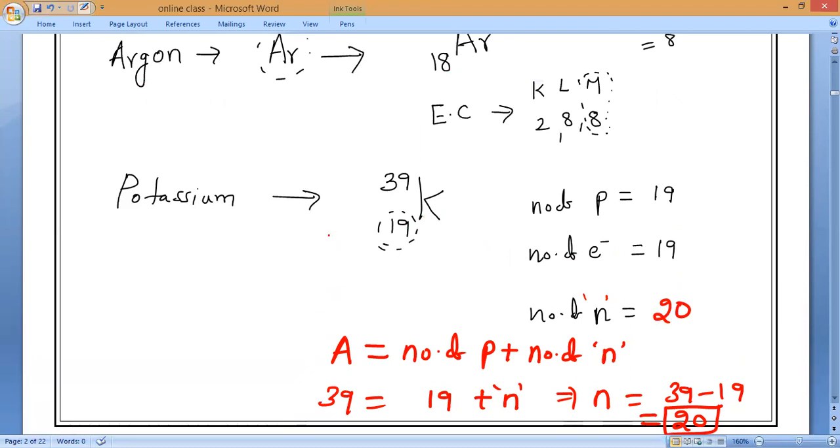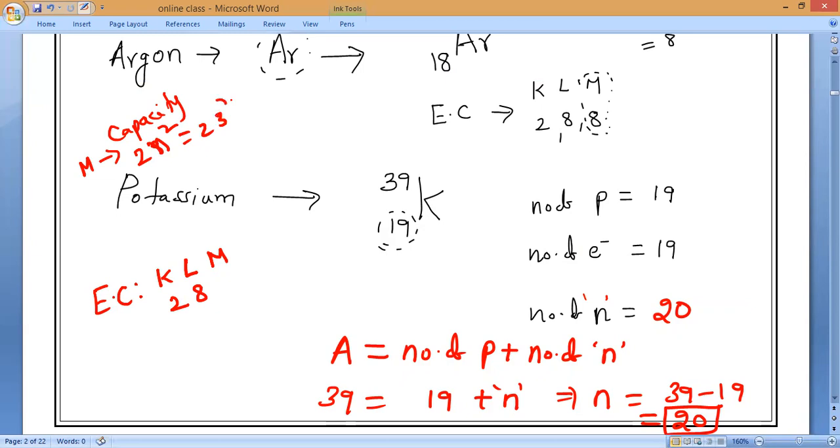Now, potassium, electronic configuration, tell me, all of you. K shell, 2. L shell, 8. M shell, actually what is the capacity? M shell original capacity is 2n squared, which is equal to 2 into 3 squared, which is equal to 2 into 9.